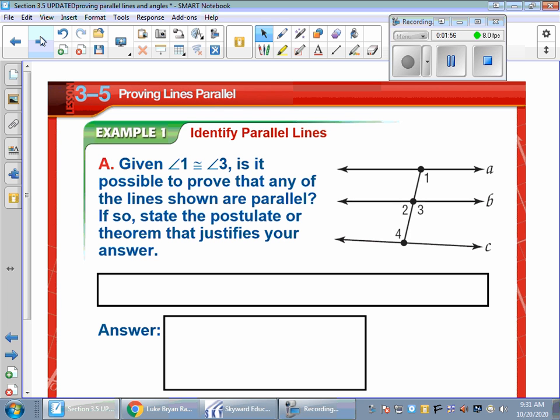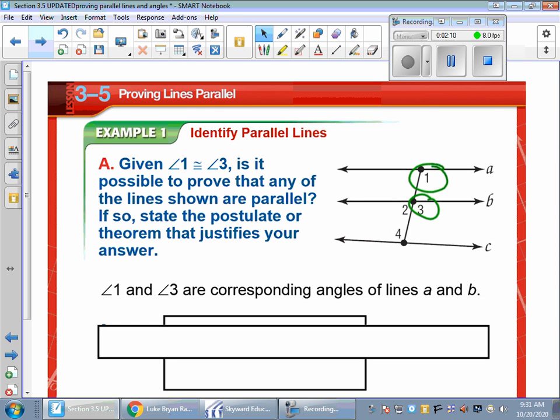So what you have to do is take a look at angle 1 and angle 3 and remember our vocabulary. If you look at angle 1 and angle 3, they are in what I consider the lower right of our cluster of angles. And so therefore they're in the same location, which means they are corresponding. So yes, if angle 1 and angle 3 are congruent, which they are because they're corresponding, then yes, we can conclude that line A and line B are parallel.